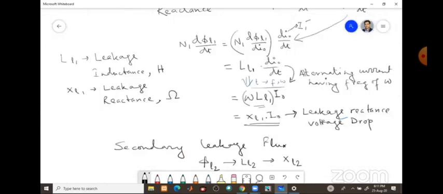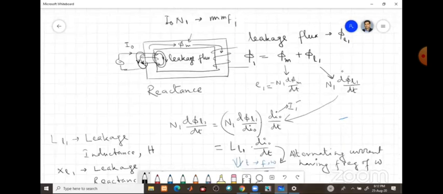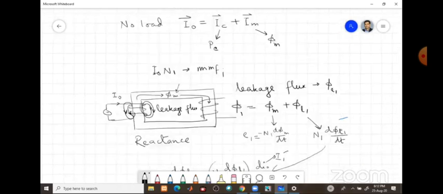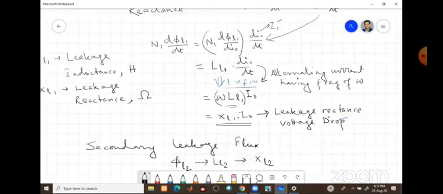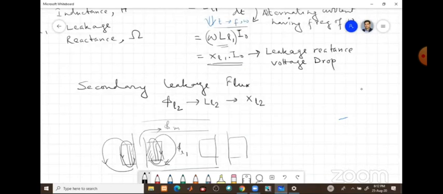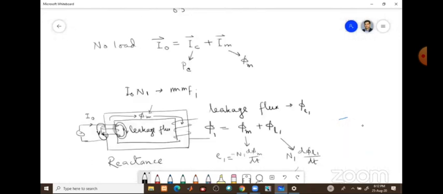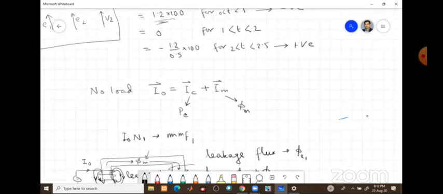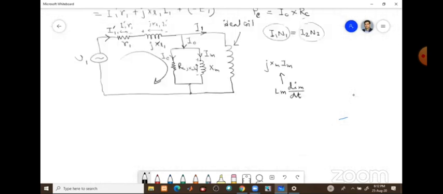Okay, so like this. Like this, here we are getting the leakage voltage drop. Similarly, from the mutual inductance, we'll get the mutual. I couldn't find the reference, but still I am discussing it again.